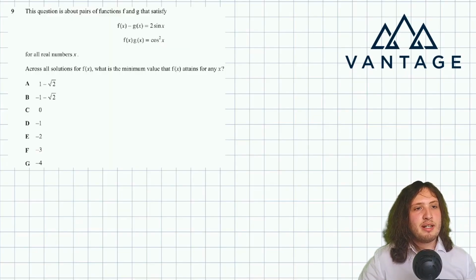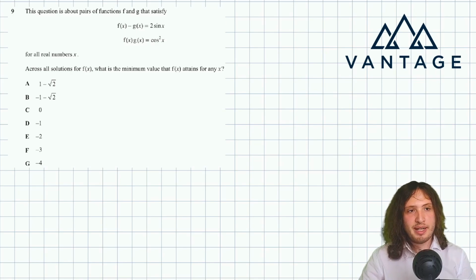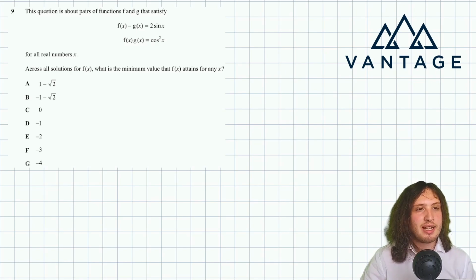In this question, we're asked about pairs of functions f and g, which we're told satisfy the following. We're told f minus g is always 2 sine x, and f times g is always cos squared x for all real numbers x. And we're asked across all solutions for f, what's the minimum value that f can ever take?